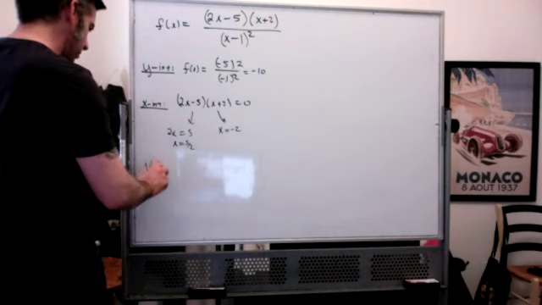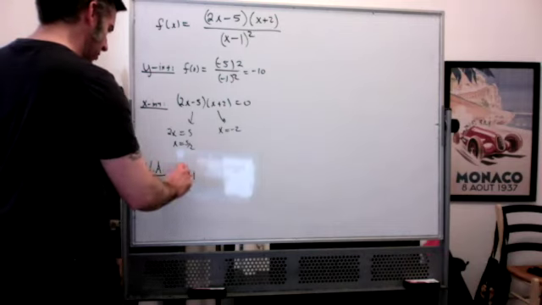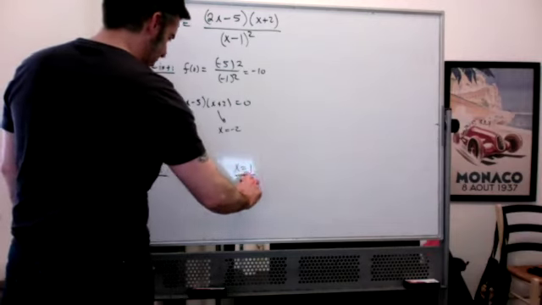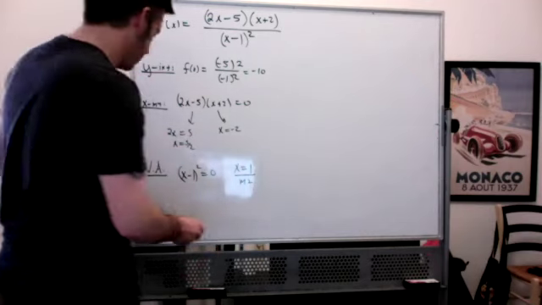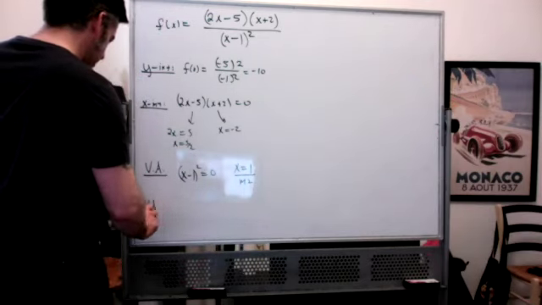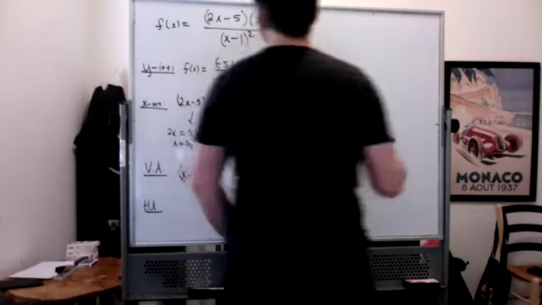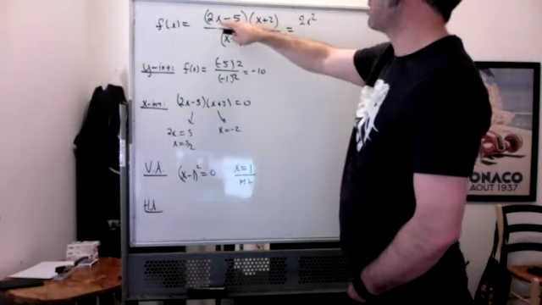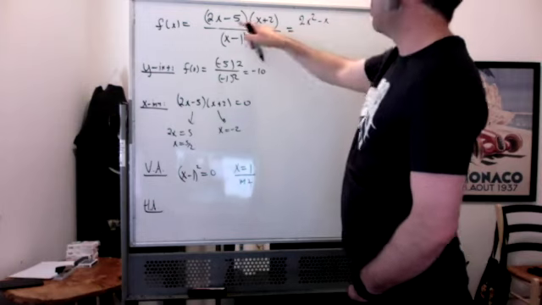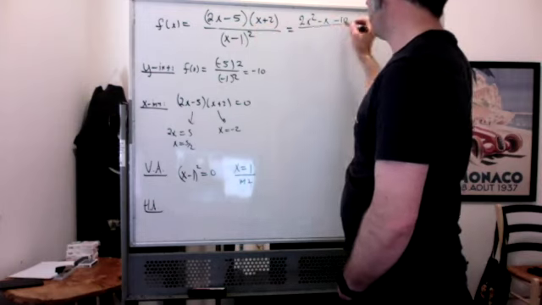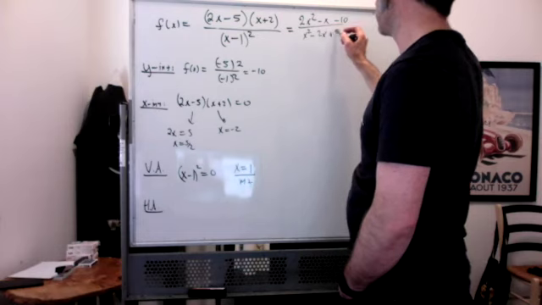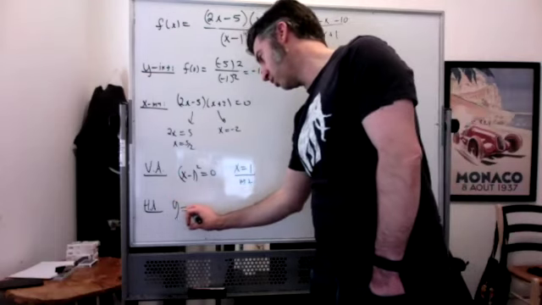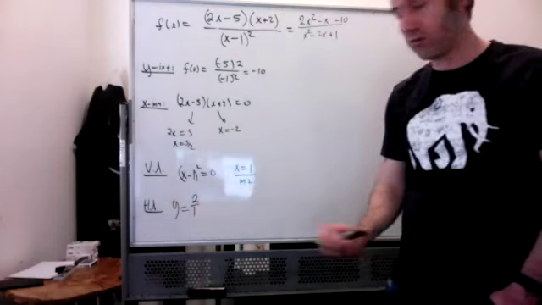For my vertical asymptote, I'm just setting the denominator equal to 0. So x minus 1 squared equal to 0. You're going to get x equal to 1. It is going to have a multiplicity of 2, meaning both up or both down. And then finally, for my horizontal asymptote, so if you multiply this out, the top is going to be 2x times x is 2x squared, and then minus 5x plus 4x is minus x, and then minus 5 times 2 is minus 10. And the bottom is x squared minus 2x plus 1. The degrees are the same, so the horizontal asymptote is the quotient of the leading coefficient, which is 2 over 1, which is 2.